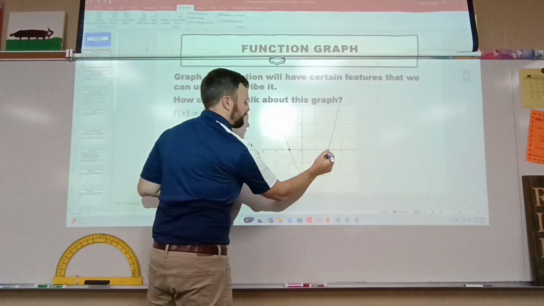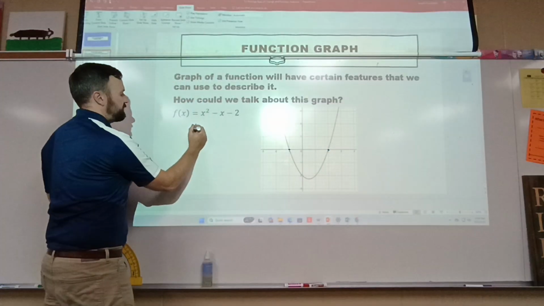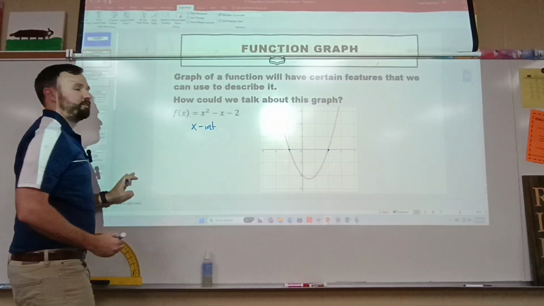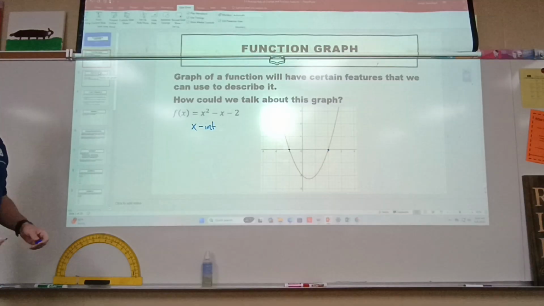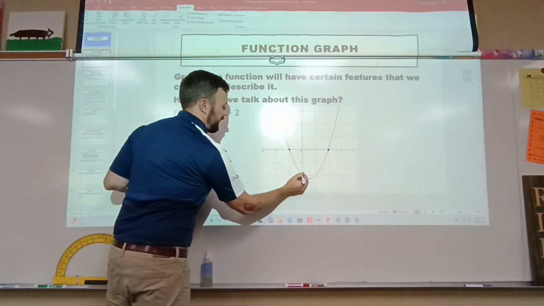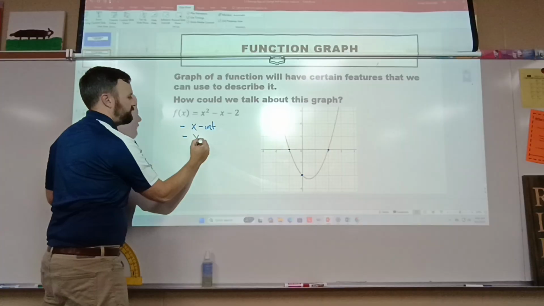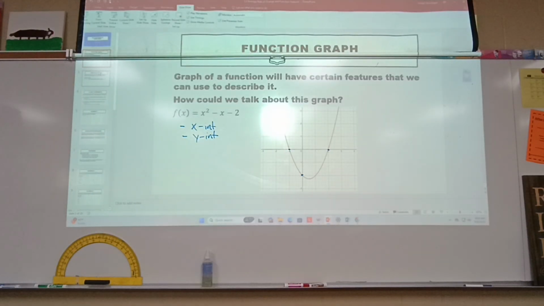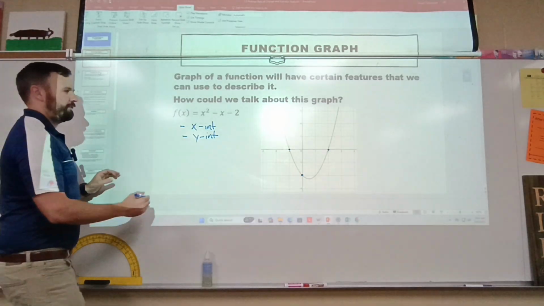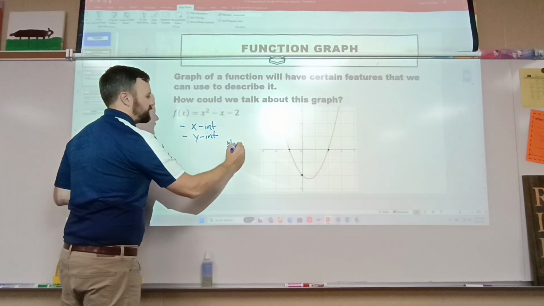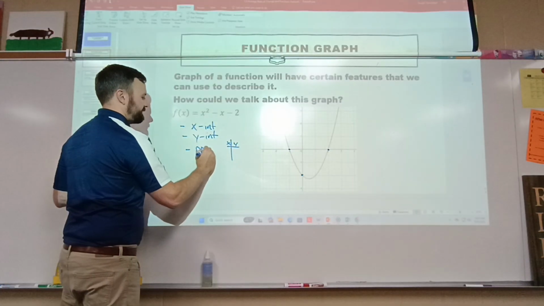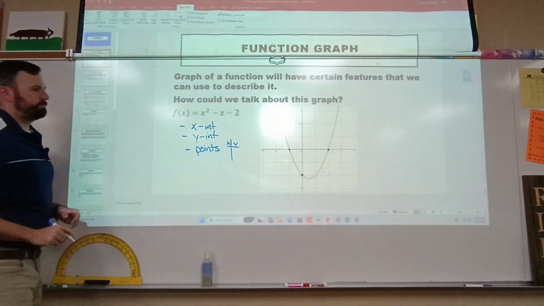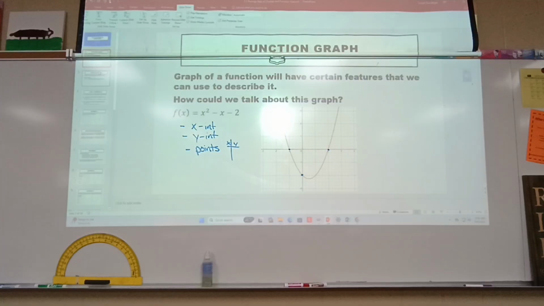We can describe its x-intercepts, right? We have x-intercepts. We have a y-intercept. And how else can we describe it currently? In our language, what might we have? You can make an XY chart, right? And give points. That's all we have right now to talk about a graph.